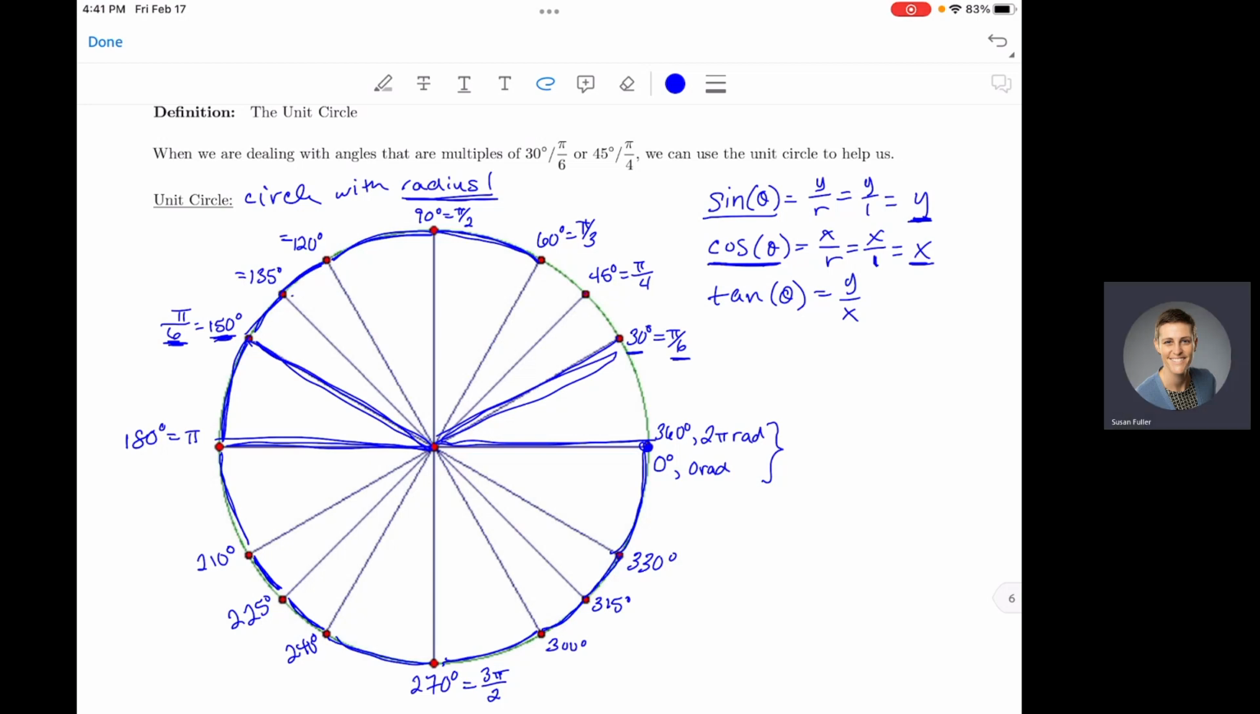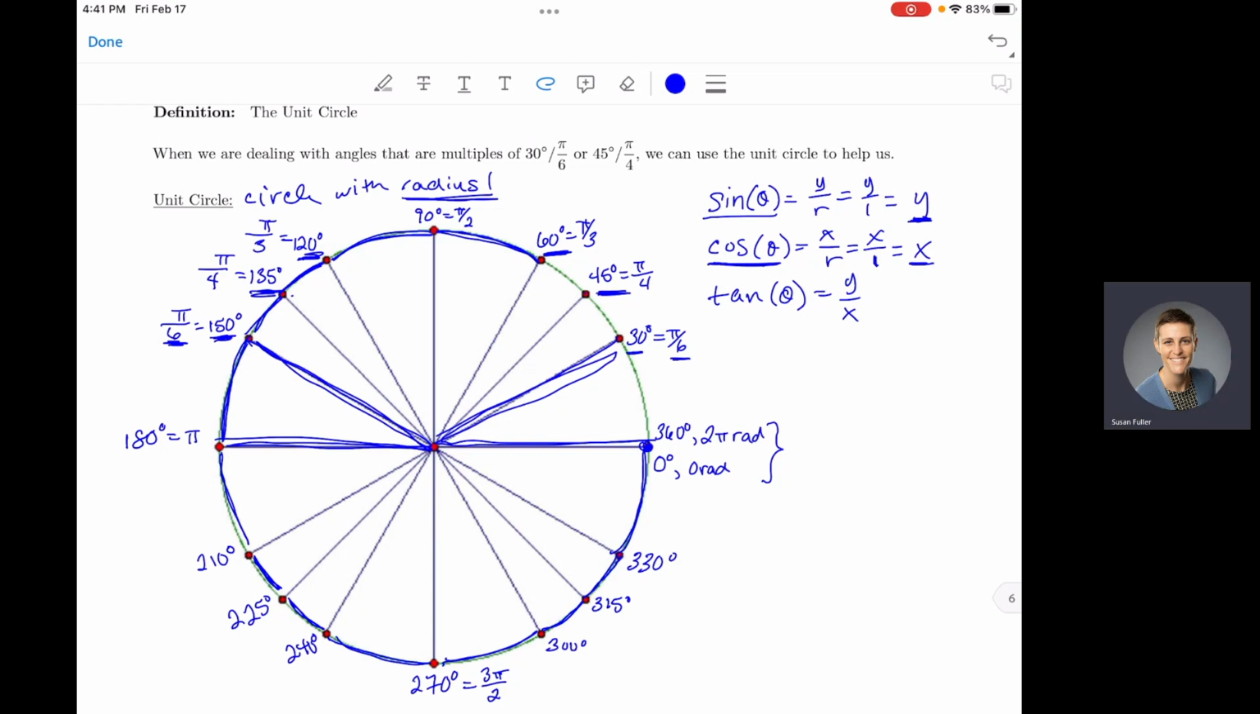Similarly, this 135 has the same reference angle as 45 degrees. So I know that's going to have a pi over 4. It's going to have the same denominator. And then this 120 degrees is a reflection of 60 degrees. They have the same reference angle. So I know this is going to be some kind of pi over 3.